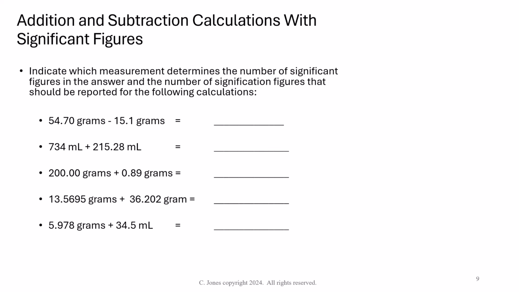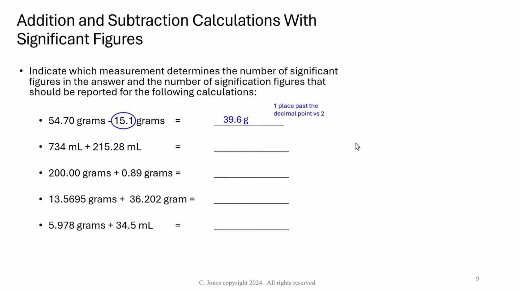Okay, I'm back. All right, so if we look at this, the 15.1 determines the position, how many digits are to the right of the decimal point. 54.70, that's 2 places to the right. This is 1 place to the right. So our answer can only have 1 place to the right of the decimal point, which makes it 39.6. Remember, this was a subtraction.